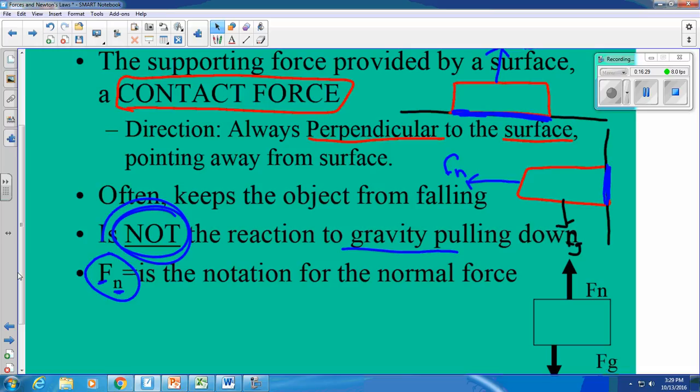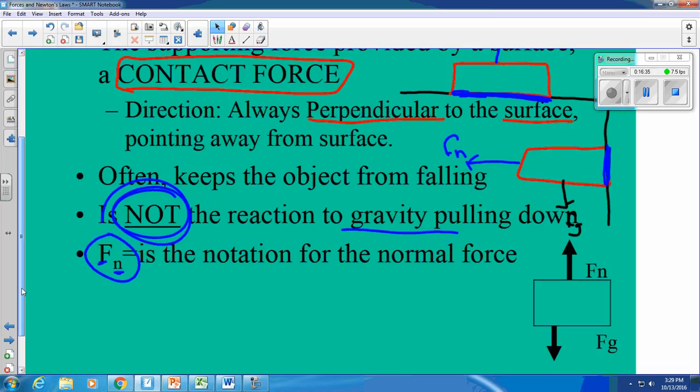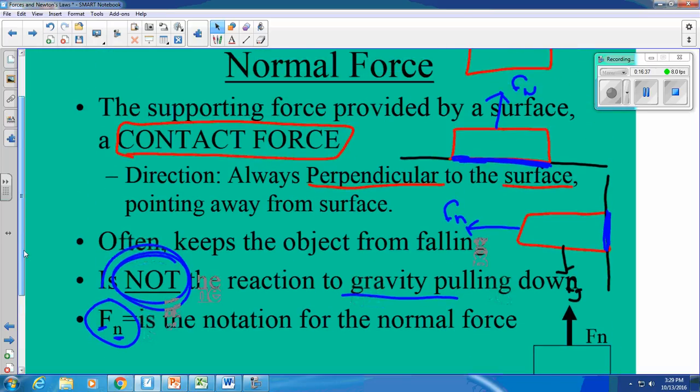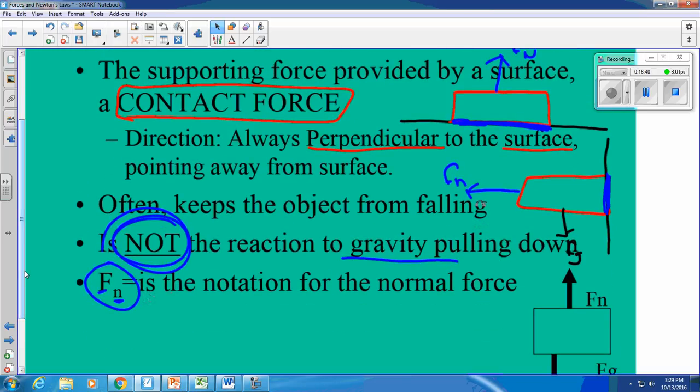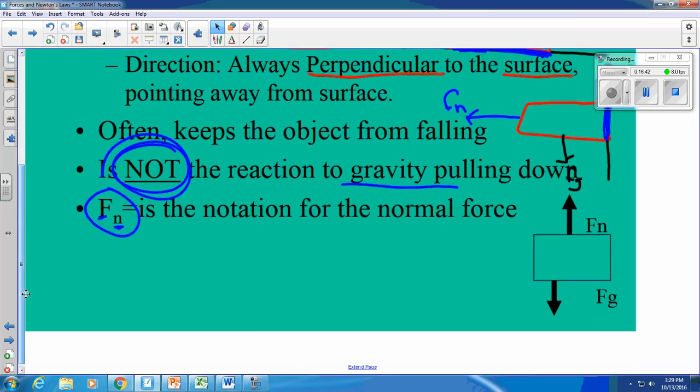We'll talk through how to think through the size of this force, but those are the main components you need to know. Okay? So it is always a contact force. It is always perpendicular to the surface. It is not a reaction to gravity. It is denoted as F of n.